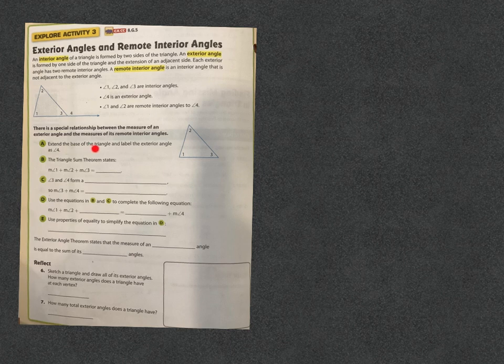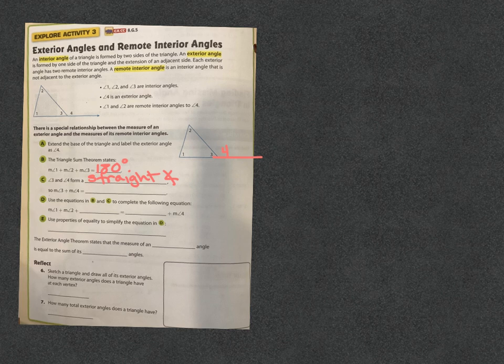First, they want us to extend the base of the triangle and label the exterior angle as angle 4. So we would extend that and call this angle 4. The Triangle Sum Theorem that we learned on the last page says that the measure of angle 1 plus the measure of angle 2 plus the measure of angle 3 all add together to 180 degrees. We already covered that, right? We also know that the measure of angle 3 and the measure of angle 4 together make a straight line. They form a straight line or a straight angle.